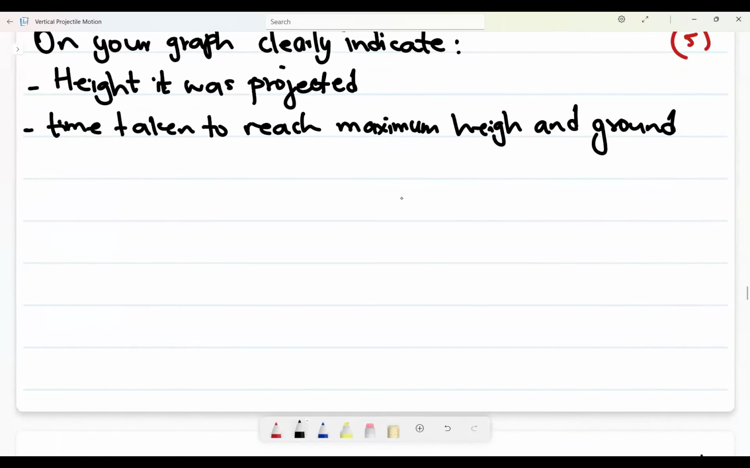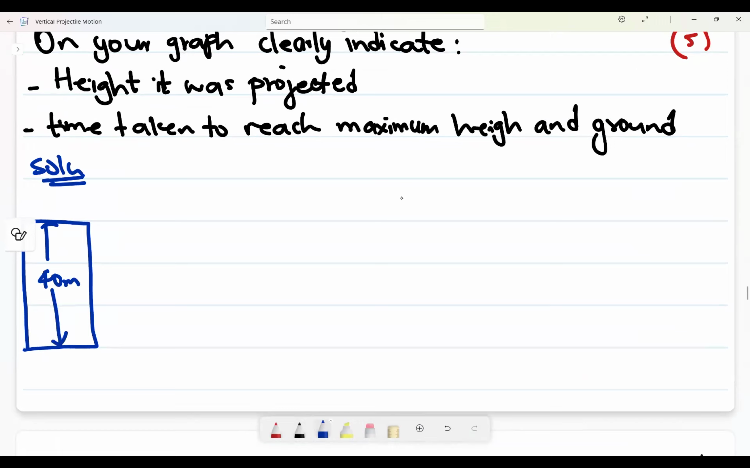Now here I'm trying to teach you how to become independent. So we might say this is a height of 40. Remember we are not doing this for beauty. The height here is how much? 40 meters. Then what happens to that ball? That ball is projected upwards.